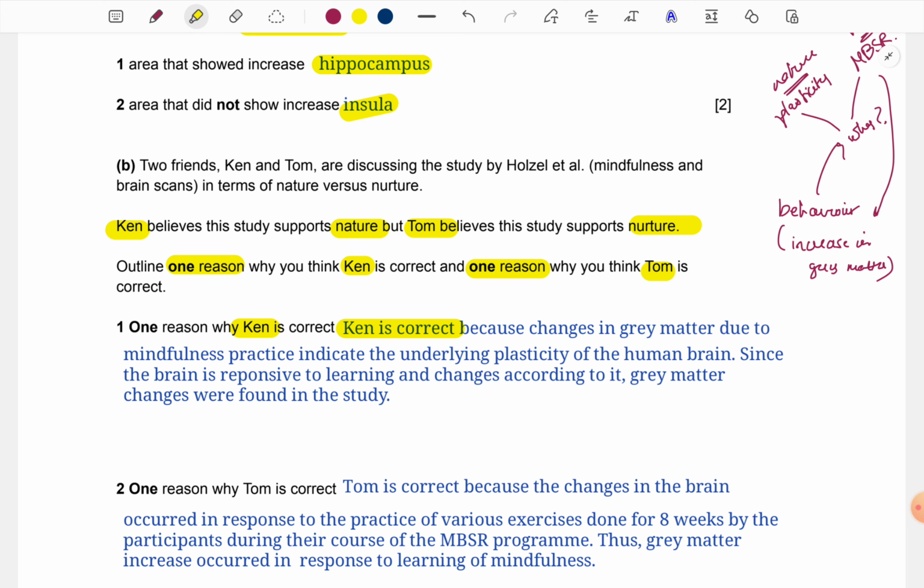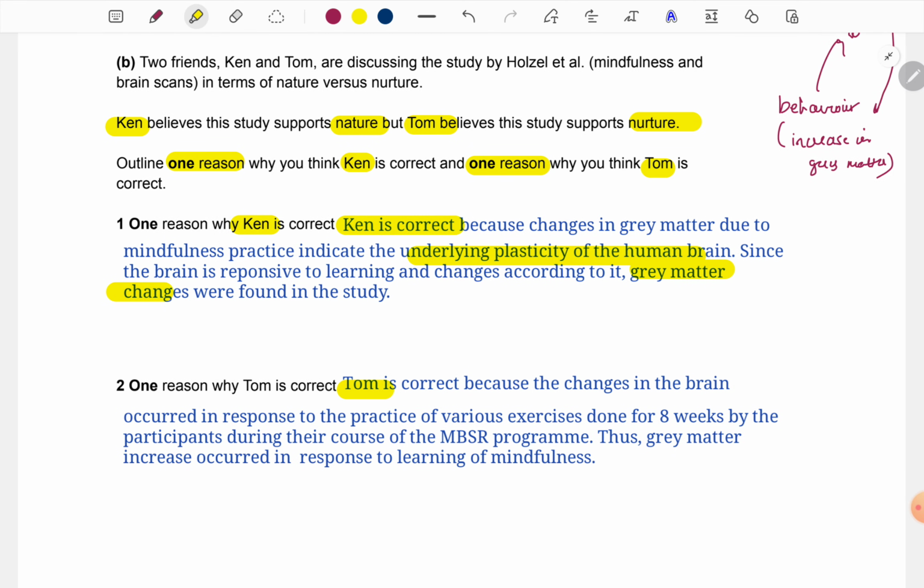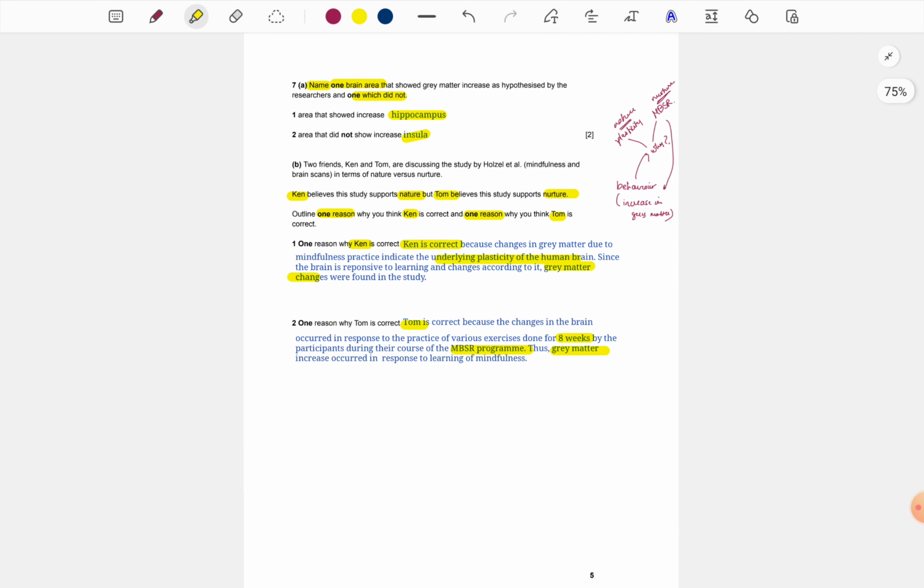So one reason Ken is correct is because, like I just explained, there is underlying plasticity of the brain which is reflected in gray matter increase after any type of practice. And one reason why Tom is correct is because the participants did undergo 8 weeks of MBSR, and because of their practice of the MBSR program, there was a change in gray matter. If it was only a matter of plasticity, then it's not that automatically the brain is growing. The person is having to engage in some practice, then only it's happening. So the nurture side will always be about some type of learning.